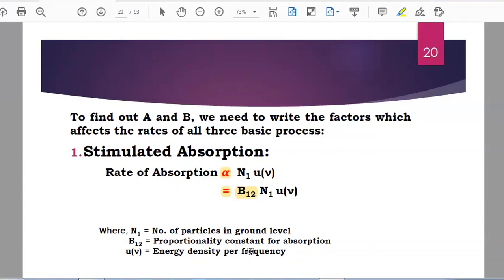Yes, sir. If there is any doubt, then simply consider all three processes. Note them down in your notebook and think it through properly: this process depends on which factor, the second process depends on which factor, the third process depends on which factor.